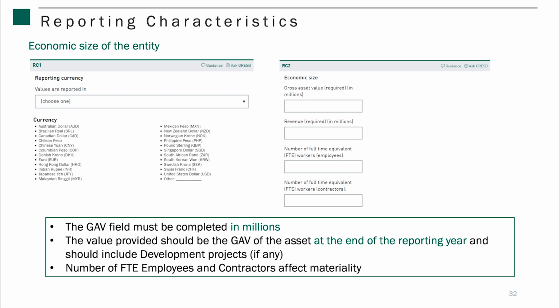In indicator RC2, the monetary values must be completed in millions. The gross asset value should reflect the tangible fixed assets or property, plant, and equipment associated with the infrastructure asset. The revenue should be the annual income generated by the entity in exchange for providing the asset service. Like all information provided to GRESB, this information will be kept confidential, visible only to you and any investors to which you give permission. These data points are used as denominators to calculate intensity performance metrics, which are comparable between assets.